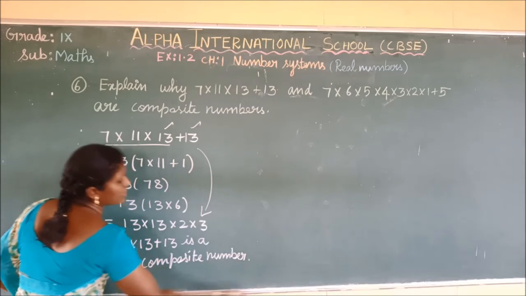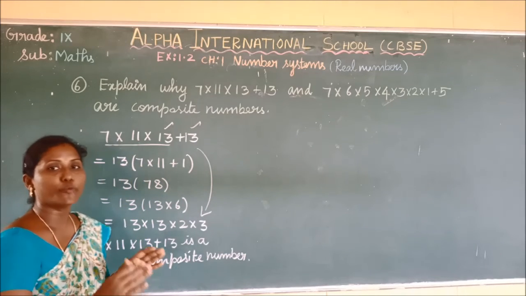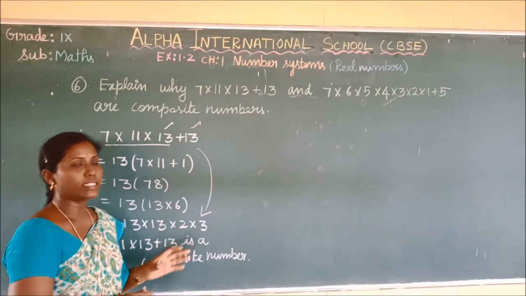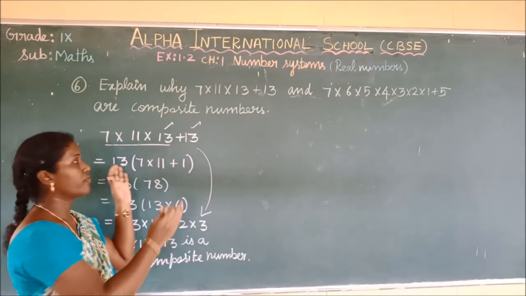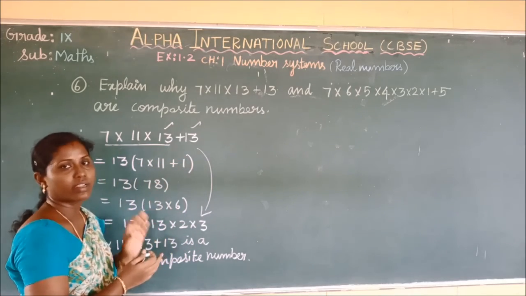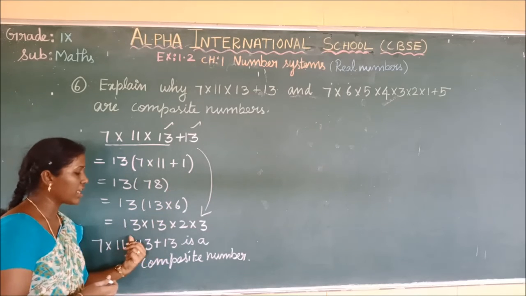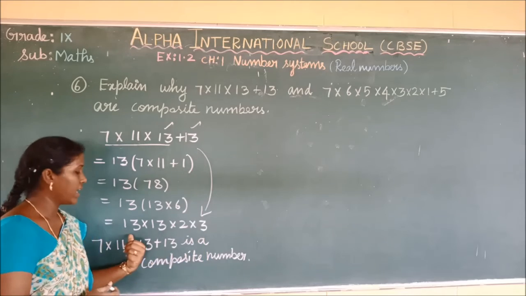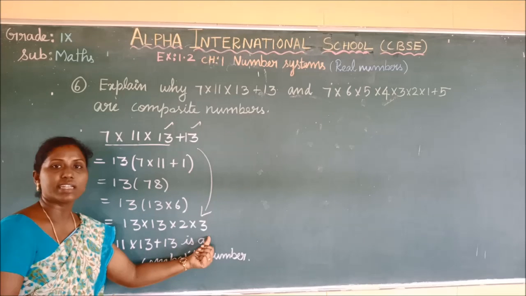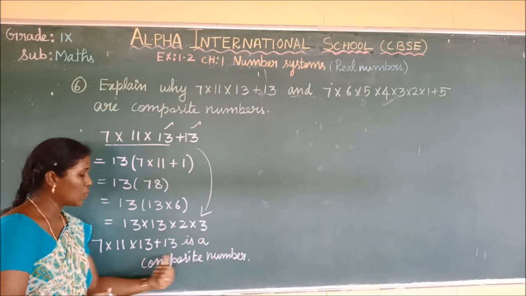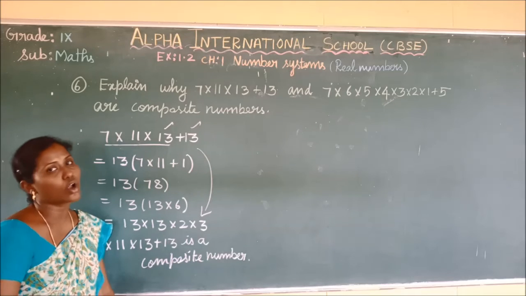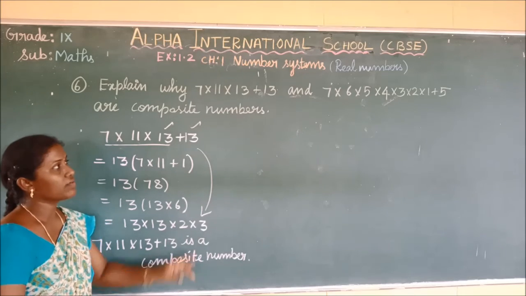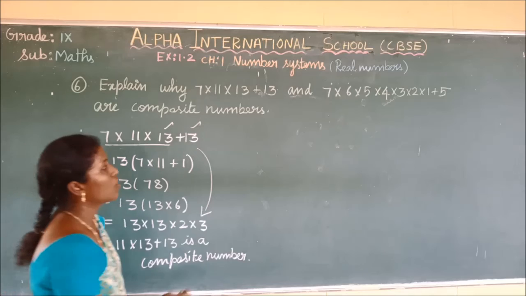So, any number that can be expressed as the product of primes is a composite number. See, I am not finding the whole answer for that number. I am just splitting the expression and checking whether it gives a product of primes. Yes, it gives the final answer as a product of primes. So, the given number we can consider as a composite number. In the same way, let us check the second number here.